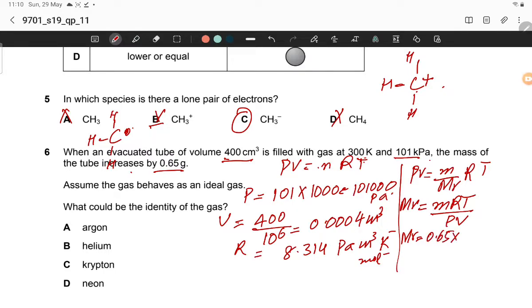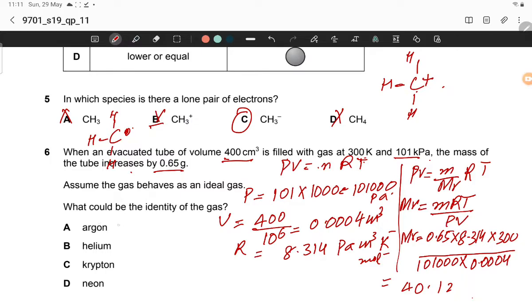MR is equal to mass, 0.65 gram, R 8.314, temperature is 300 Kelvin, divided by pressure, which is 101,000, into volume, which is 0.0004 meter cube. It is equal to 40.12, about 40.1.